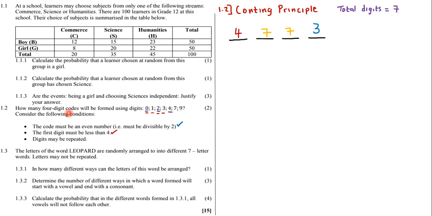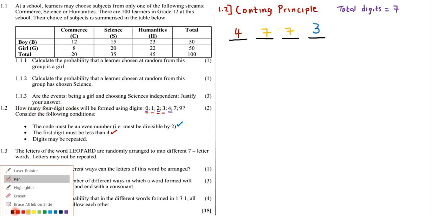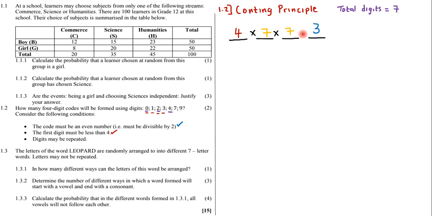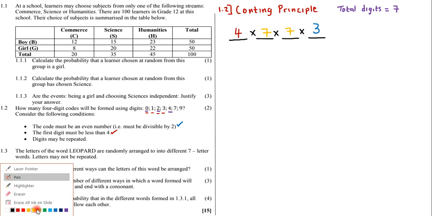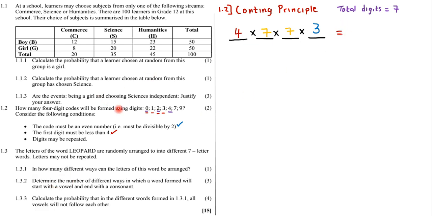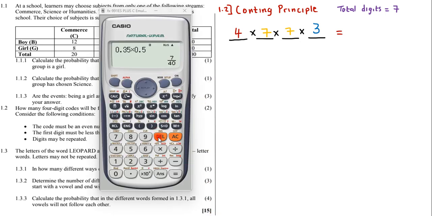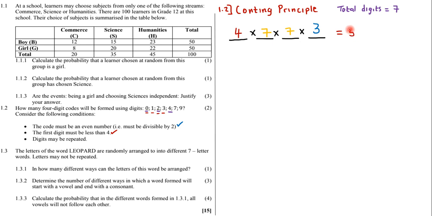To find out how many digit codes we can have here, all we have to do is multiply everything together, right? So we're going to go into our calculator and press 4 multiply by 7 multiply by 7 multiply by 3. Then we're going to get 588. So this is 588 ways, or 588 4-digit codes, right? So that is going to be the answer for 1.2.